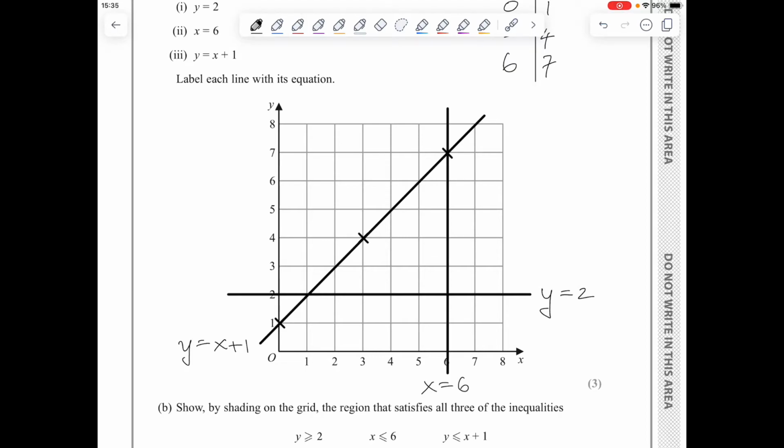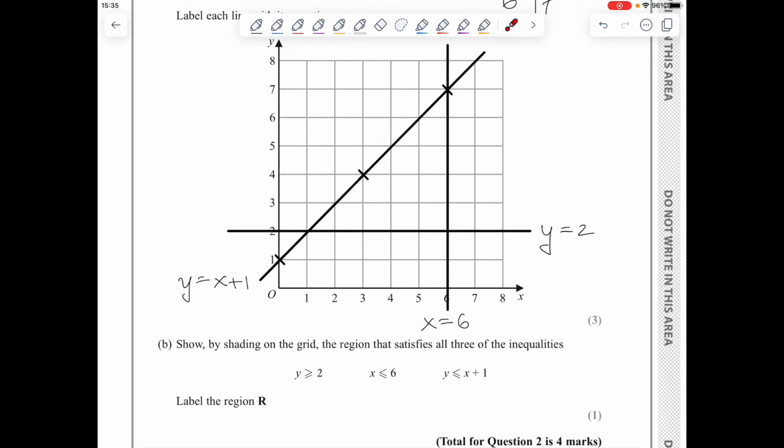Now for part B, y greater than or equal to 2 means I want the region above the line y equals 2. x less than or equal to 6 means I want the region to the left of x equals 6, and for y less than or equal to x plus 1 I want the region below the line y equals x plus 1. So now I'm going to shade my region and label it R.